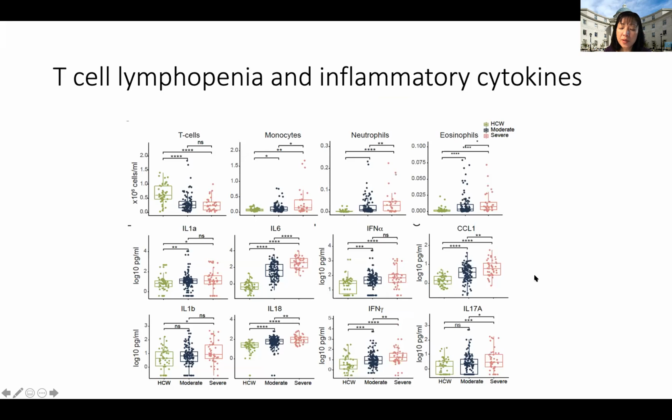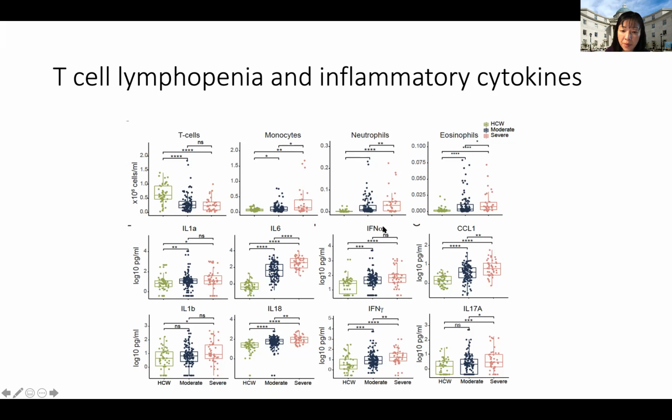And this is illustrated here more in graphic form. When you measure T cell or monocyte number or percentage per mL in the peripheral blood, you see that the healthcare workers in green have higher levels of T cells compared to those in moderate, in navy here, and severe disease, which are in pink. And inversely, the monocytes are elevated in the severe patients.